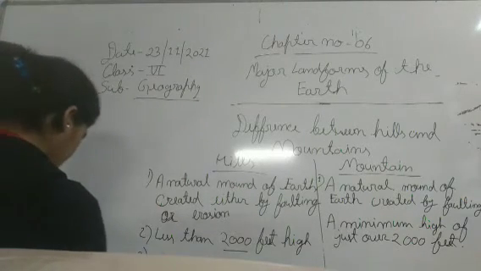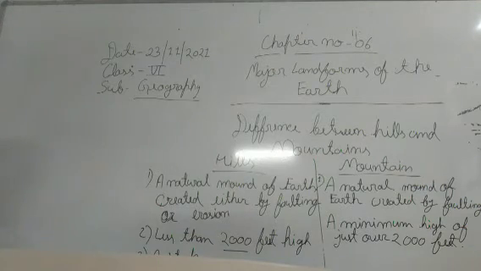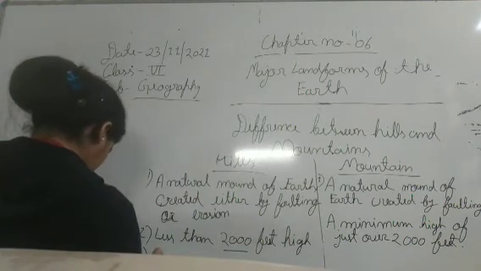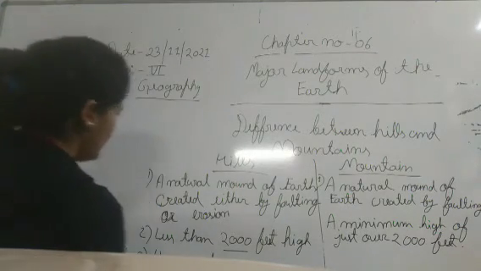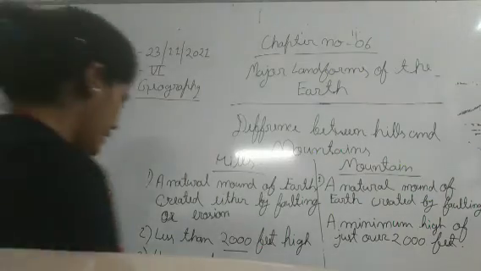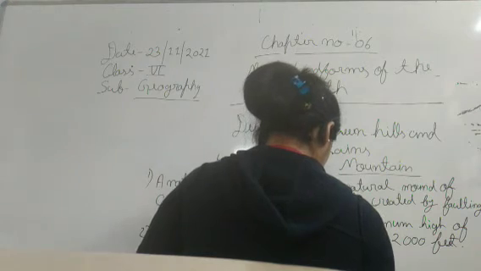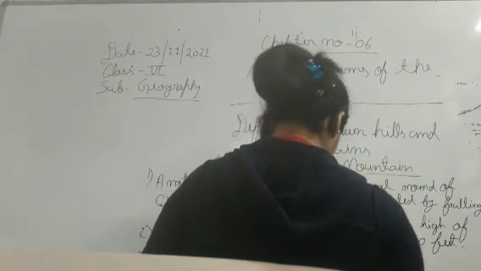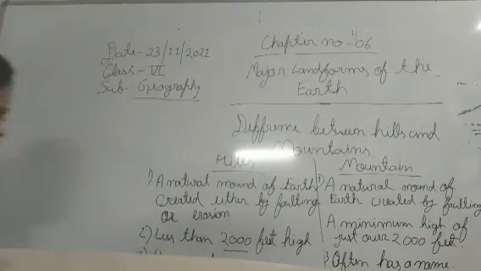And third point is hills are unnamed, and mountains often have a name. Okay. Clear?